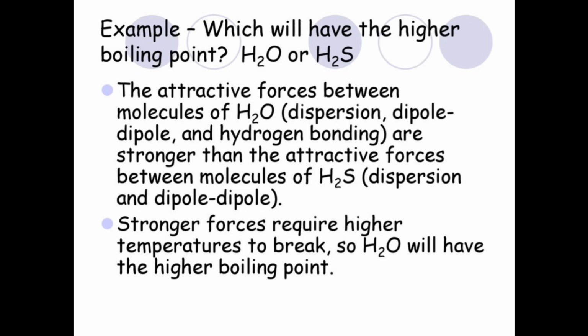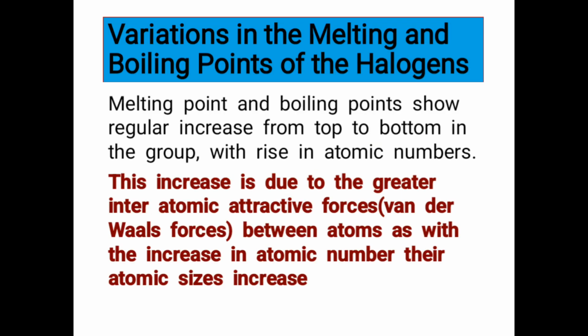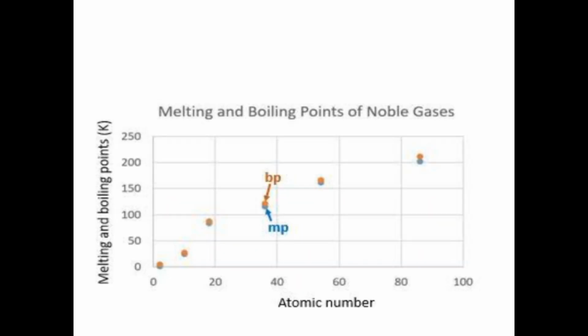Okay, so we can also look at the halogens, for instance. We observe that as you move down the group from top to bottom, the melting and boiling point will increase. From the graph you can see this is because there is greater interatomic attractive force between those atoms as you move down the group. So that is why they are like that. Now let's look at the other ones as well, those of the noble gases.